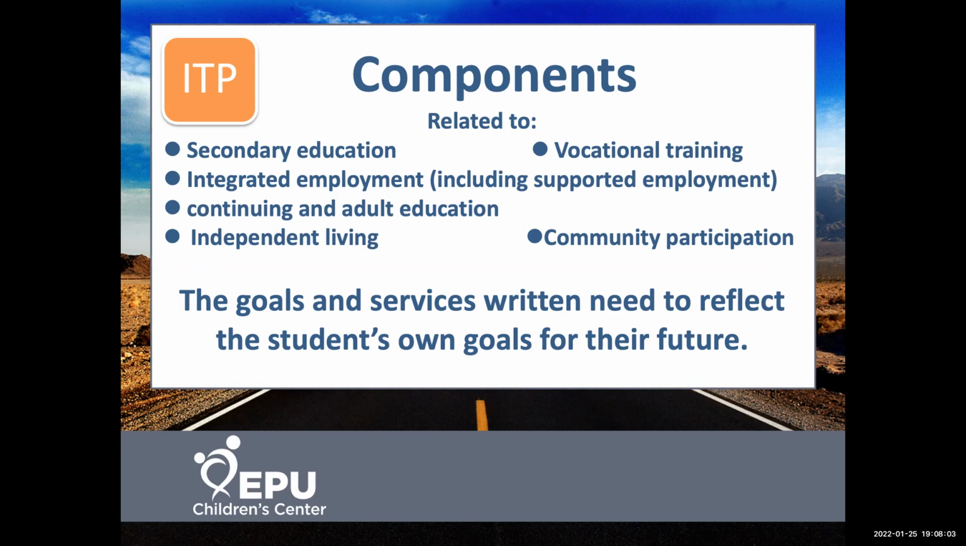It can include continuing ed or adult education, independent living skills, like I mentioned earlier, and how they're going to participate in their community. So the goals and services written need to reflect the student's goals. So many times, as we've looked at things over the 12 counties that we serve, we will see kind of the cookie cutter plan that gets presented to our students. And so we really want to make sure, again, that their voice is showing up in this document.